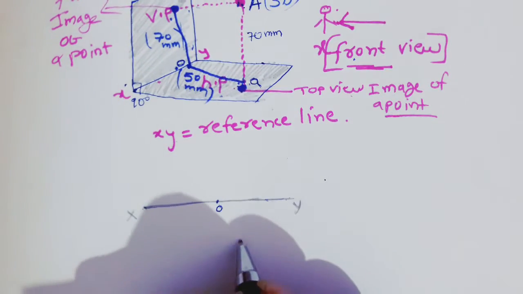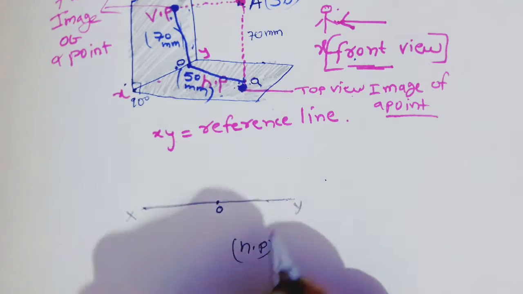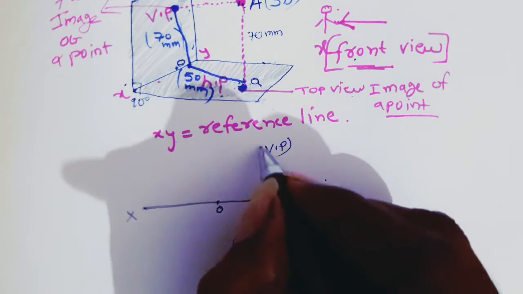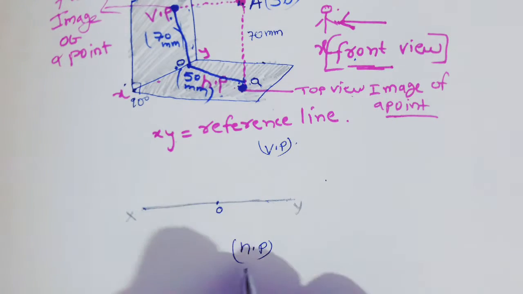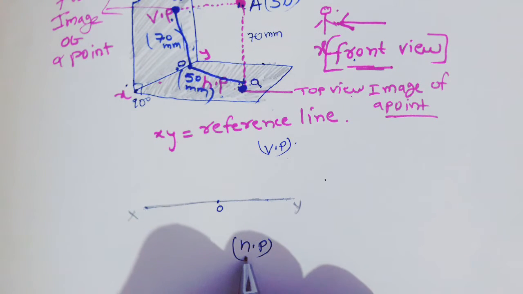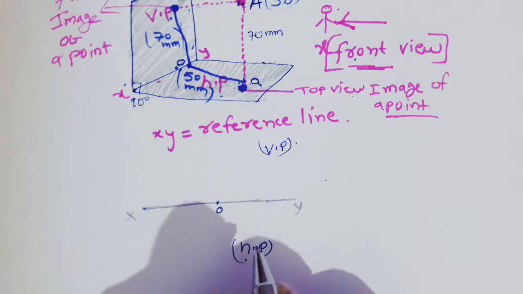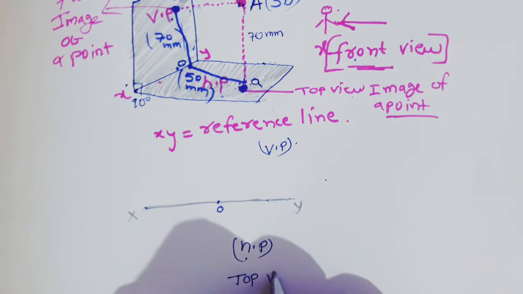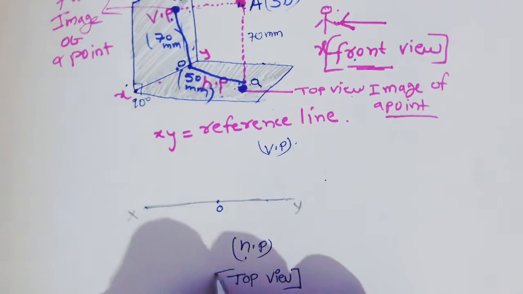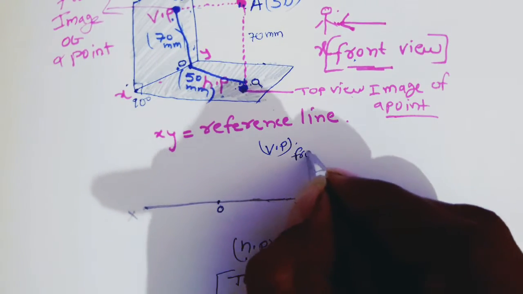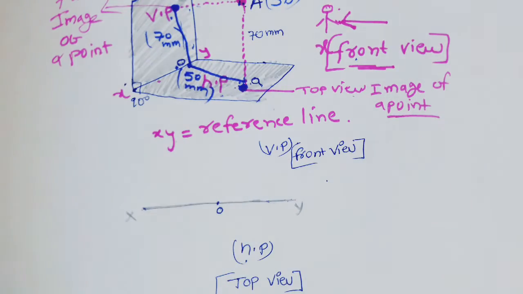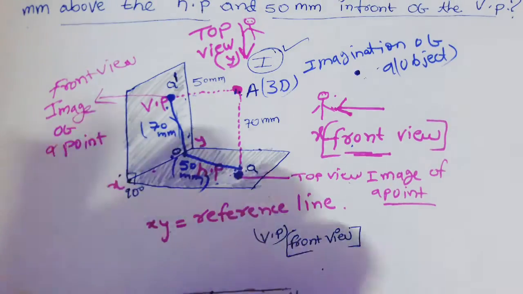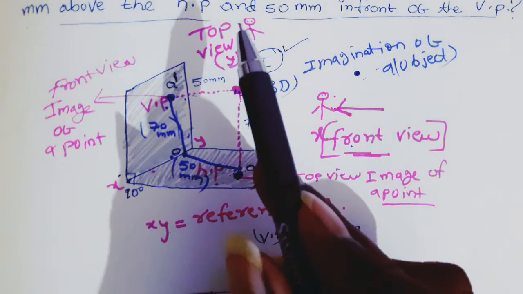So this is HP, right? Next, this is VP. Above the XY line is called VP, the vertical plane. Below the XY line is called HP, the horizontal plane. And we also know that this is the top view and this is the front view. We already saw that. Here, this is the top view.